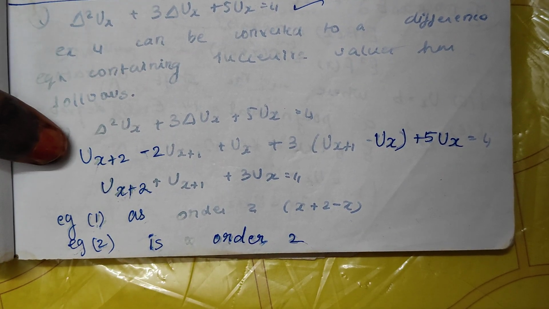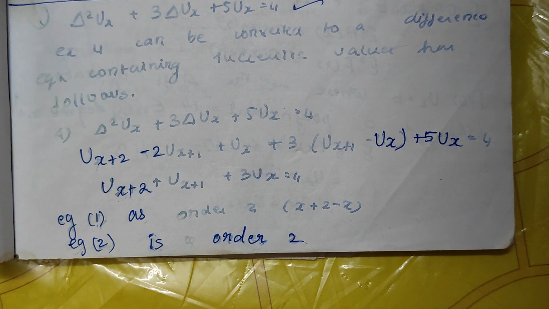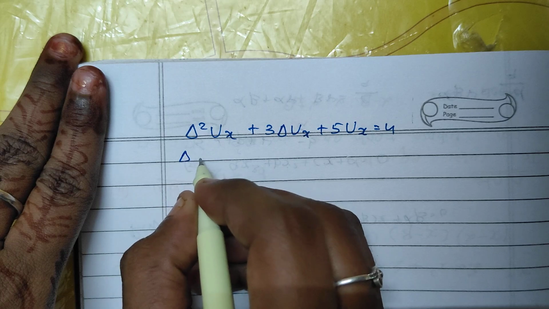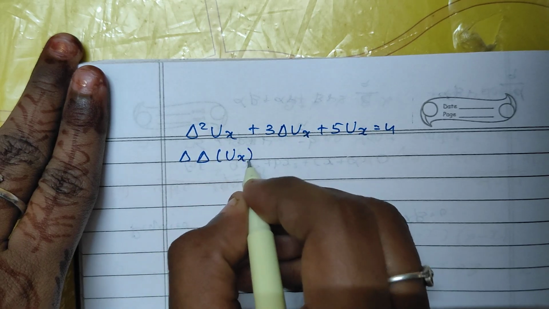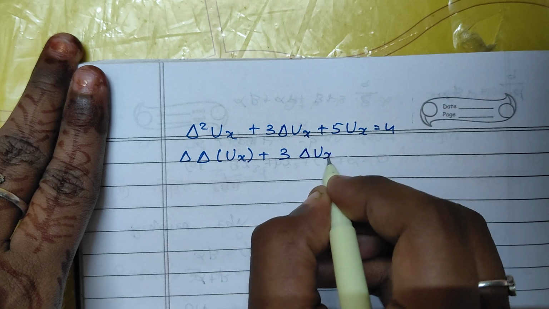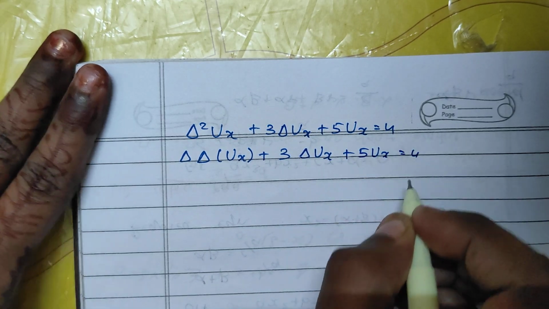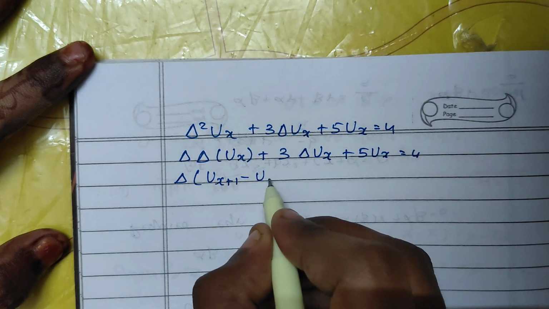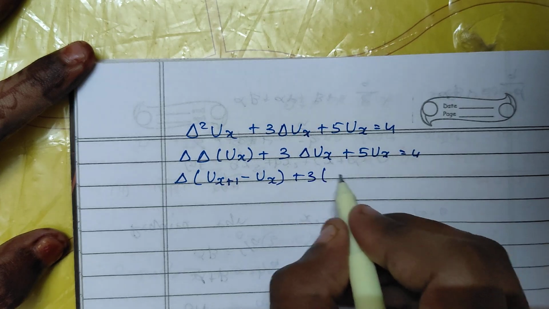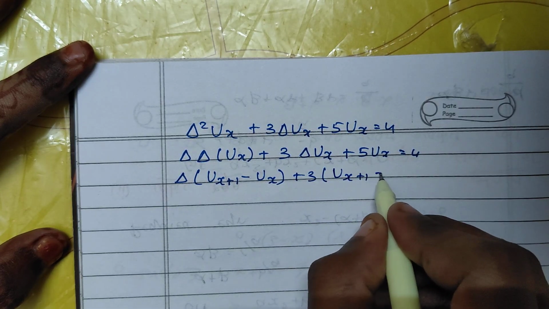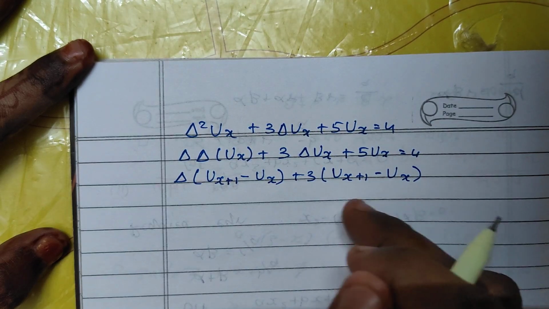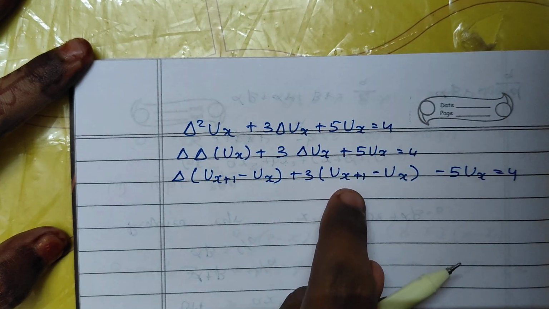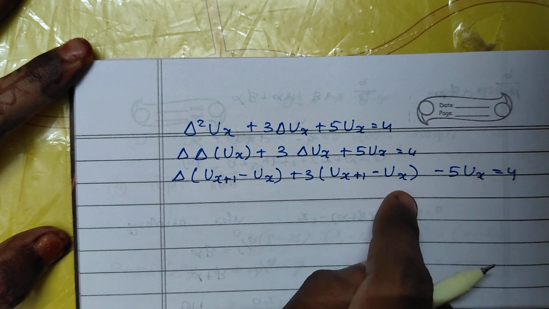I will show you how this equation arises from this equation. Okay, basically I'm having an equation like this, so I can convert this del square as del into del, del ux plus 3 into del ux plus 5 ux is equal to 4. So I am going to write this del ux as ux plus 1 minus ux, plus 3 into del ux as ux plus 1 minus ux. Okay, it's like successive difference. Plus 5 ux is equal to 4. So we have to add 1, okay, and then subtract that same thing.